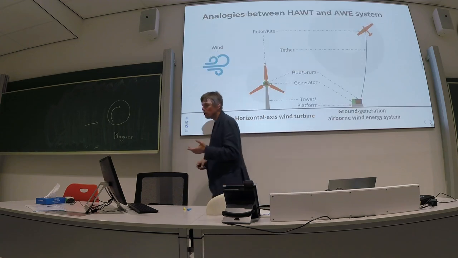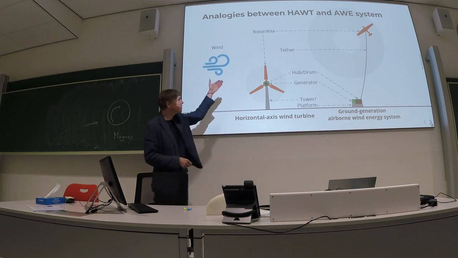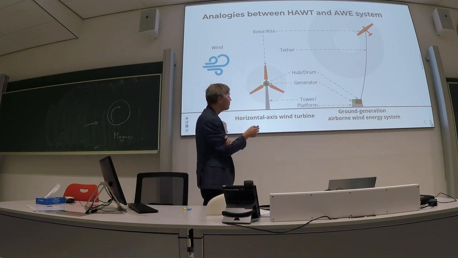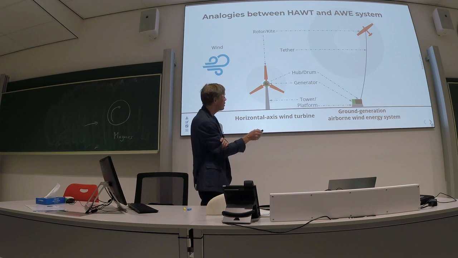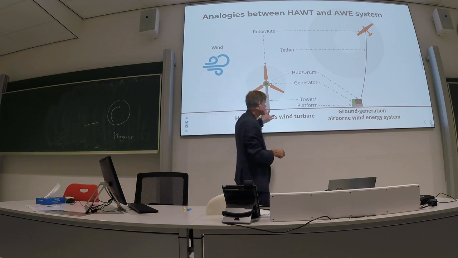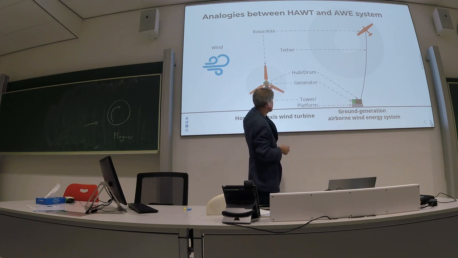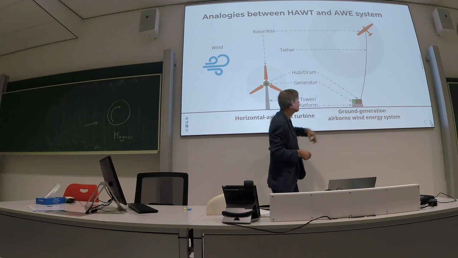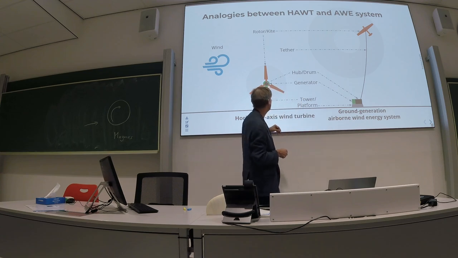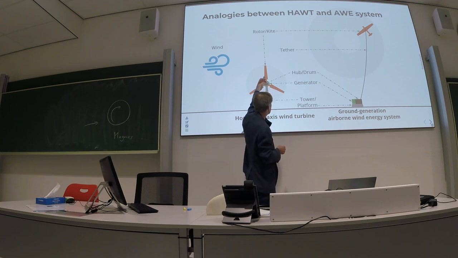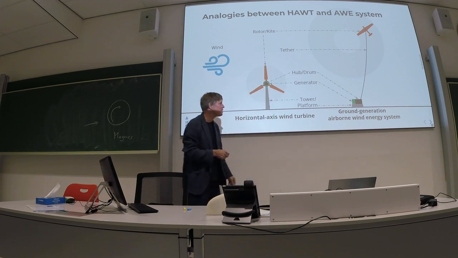One slide about the analogies between the horizontal axis wind turbine and airborne wind energy systems. You see here, for example, we have the tether, we have the tower, the platform. So actually it's built up like this: ground, then platform, tower, then the nacelle generator, here the drum and the generator. Then you have the rotor blade and the kite, and the hub itself is the drum, where basically the torque is generated. That's the analogy.